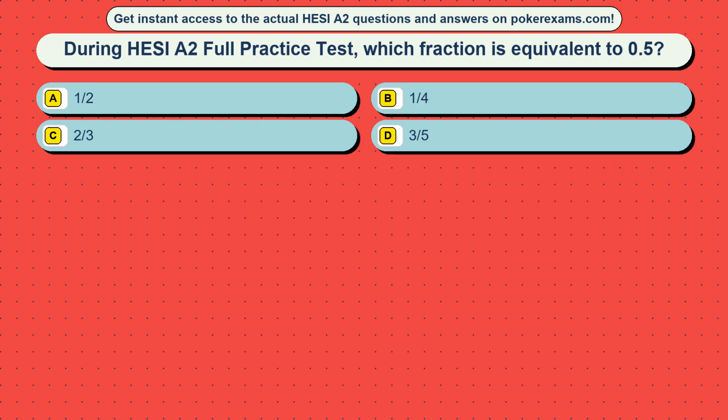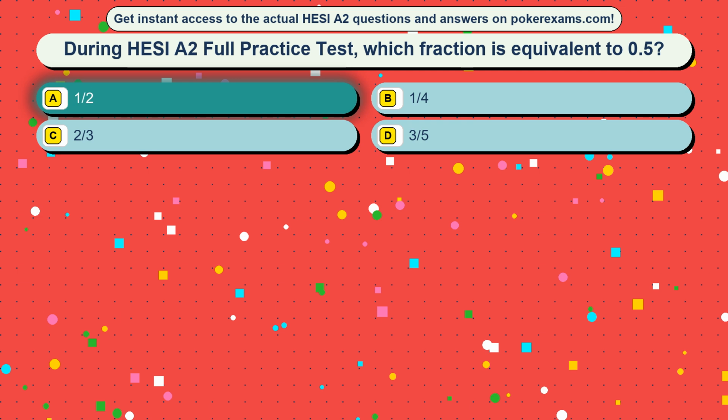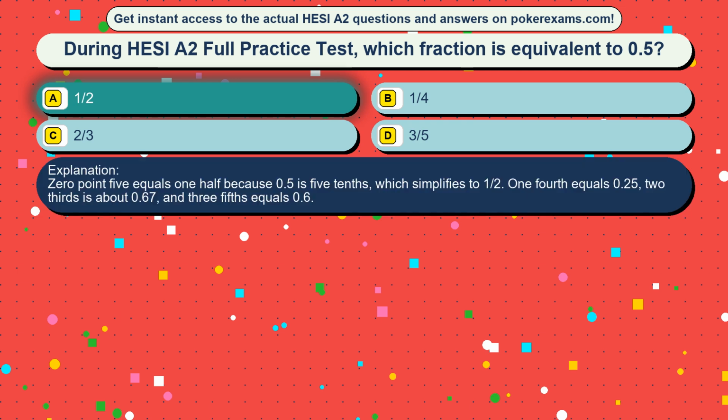Question 41. During HESI A2 full practice test, which fraction is equivalent to 0.5? Option A, the half. Option B, the quarter. Option C, 2/3. Option D, 3/5. The correct answer is option A, half. 0.5 equals 1/2 because 0.5 is 5/10, which simplifies to a half. 1/4 equals 0.25, 2/3 is about 0.67, and 3/5 equals 0.6.